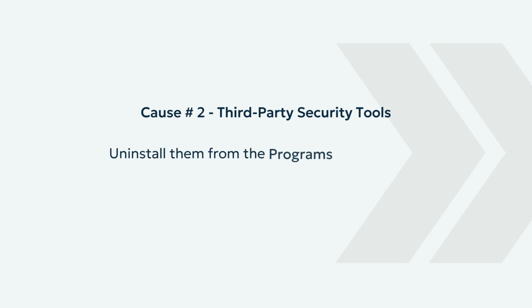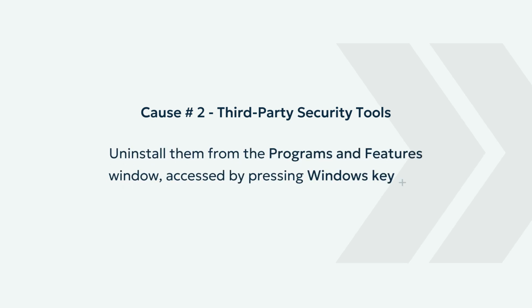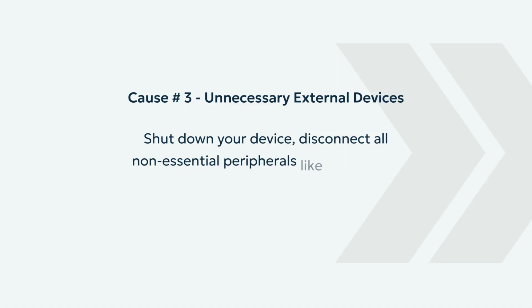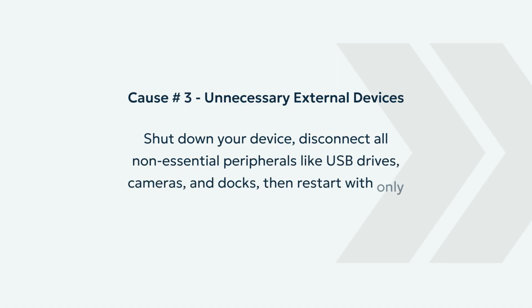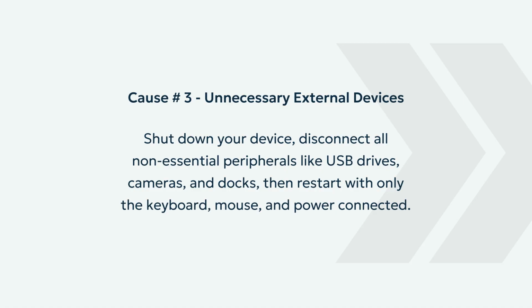Cause number 2, third-party security tools like an antivirus or VPN software. Uninstall them via the Programs and Features window, which you can access by pressing Windows key plus R and running appwiz.cpl and hitting Enter. Cause number 3, unnecessary external devices. Shut down your device and remove non-essential devices such as USB drives, cameras, docks, and so on. Keep only the keyboard, mouse, and power connected and restart your system.